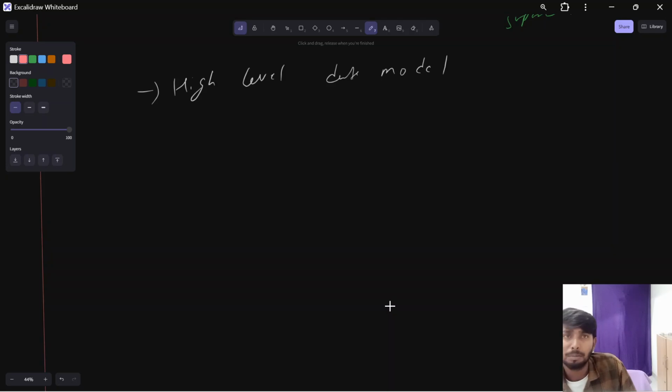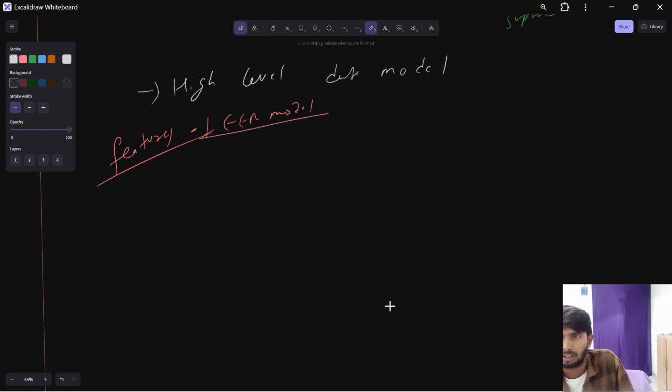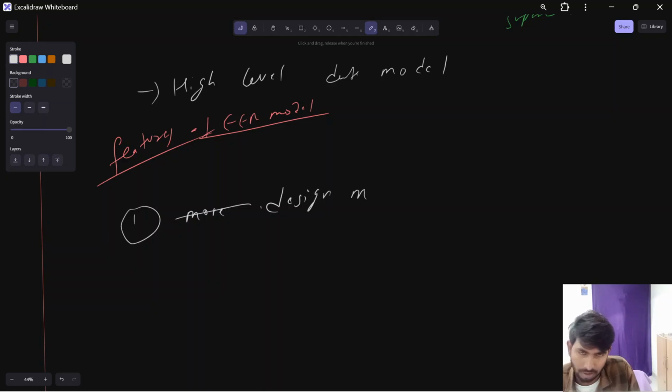Okay, there are some features. If you talk about the features of the EER model, write it here. First, the EER model creates a more accurate design. It designs the model or structure more accurately. We can say it designs a more accurate schema or structure.